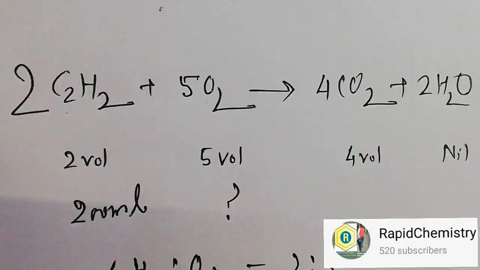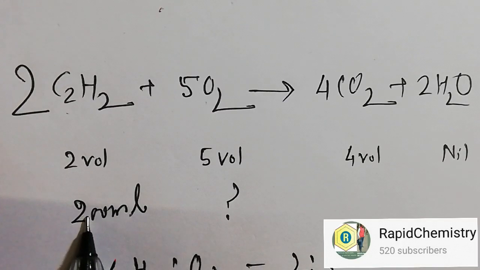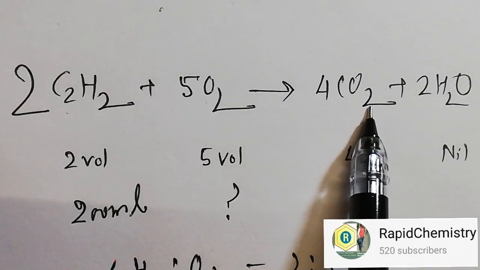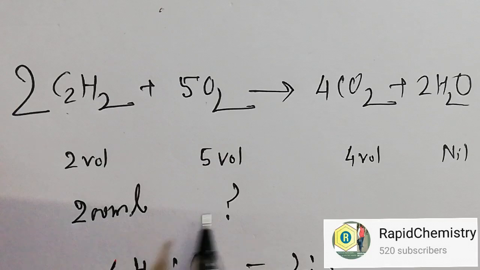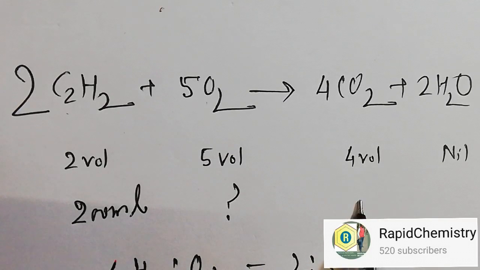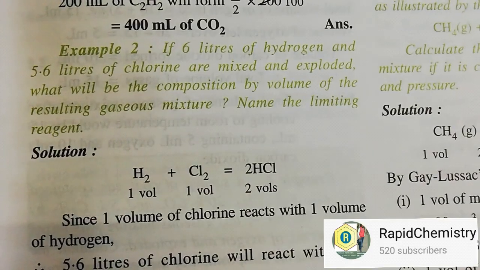Similarly, for the second part we can do it. If it is 200 ml, what would be the volume of carbon dioxide? If it is 2 volume, it is 4. So if it is 200, definitely it would be 400. So taking the unitary method or ratio method, you can do it. Okay, let's move to the very second one.